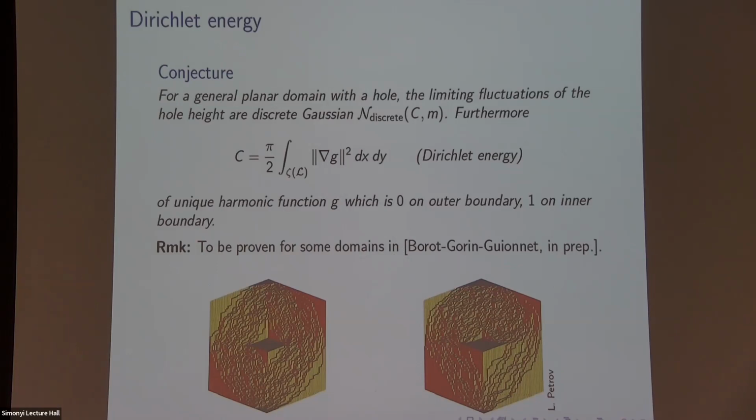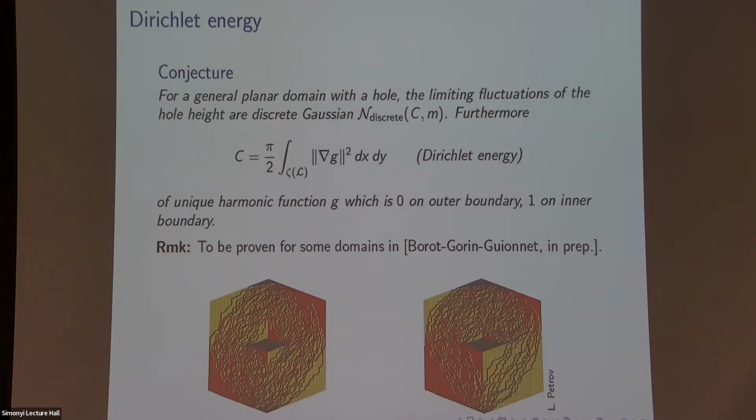It says that for a general planar domain, not exactly the hexagon, and for any regular lattice with regular weights for the dimer model, the limiting fluctuations of the hole height are given by a discrete Gaussian. Even more, one of the parameters of the discrete Gaussian is predicted to be a Dirichlet energy of the unique harmonic function, which is 0 on the outer boundary and 1 on the inner boundary. So here is a conjecture for the fluctuations in the domain with the hole.